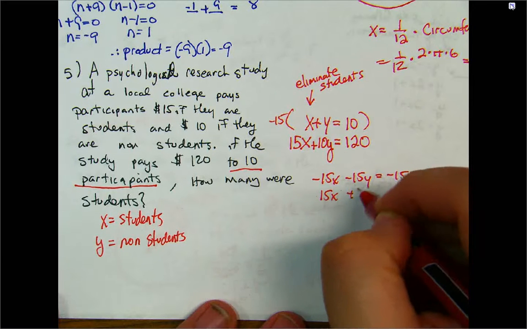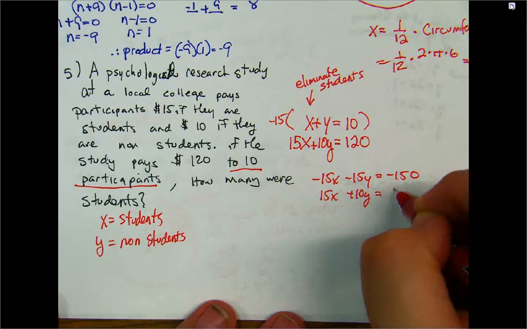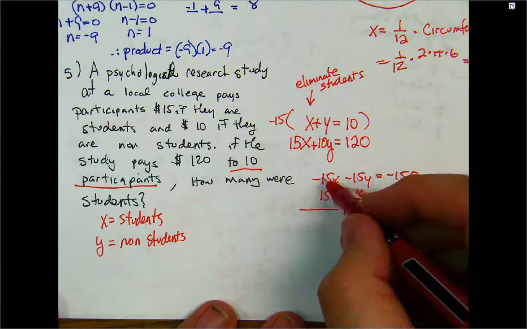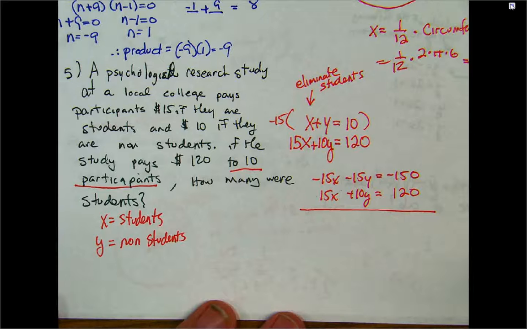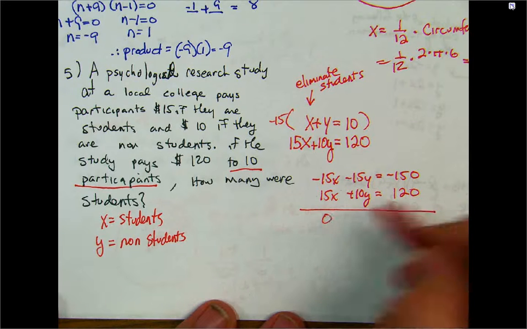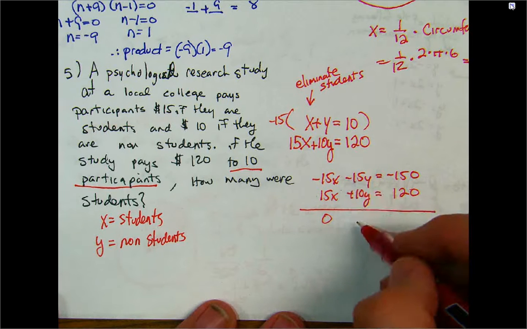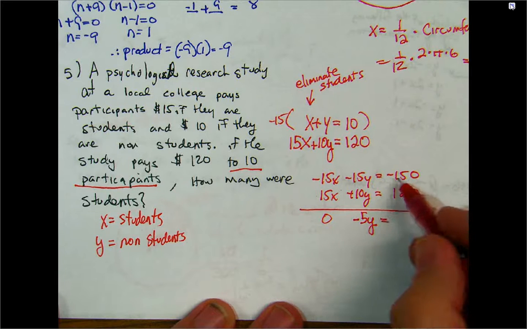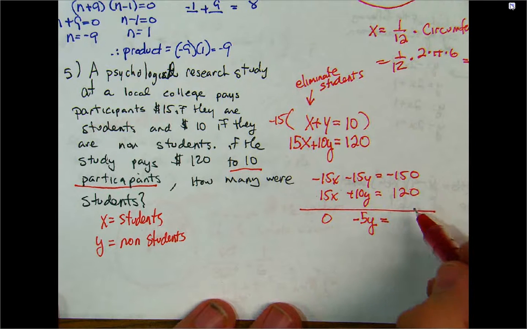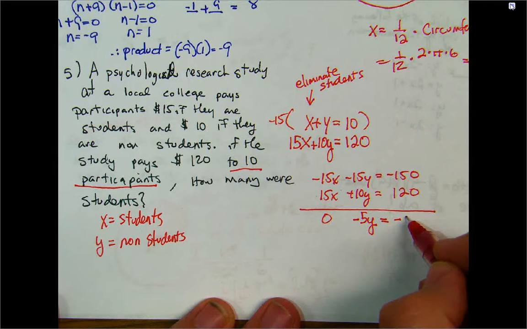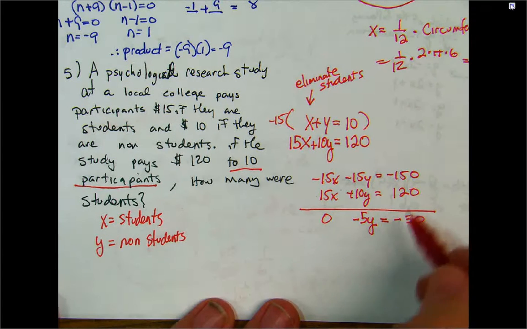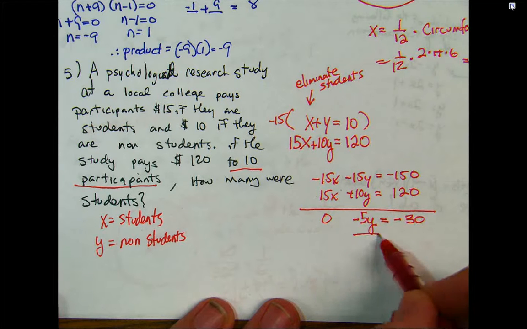Negative 15 plus 15 is how much? 0. Negative 15 plus 10 is negative 5y. Negative 150 plus 120 is negative 30, since we're just adding. Divide by negative 5. How many non-students are there? 6. There's your answer.